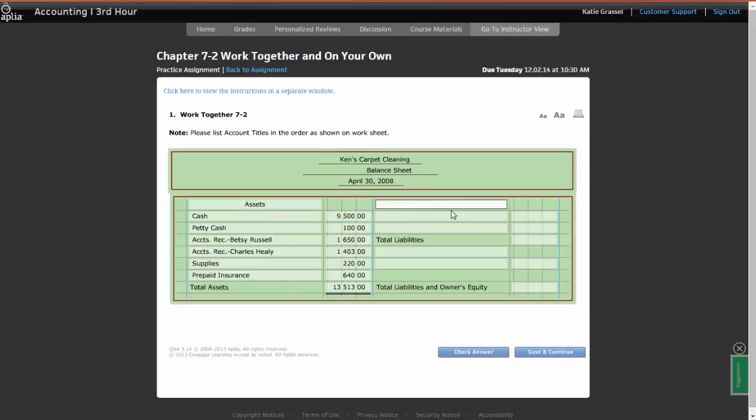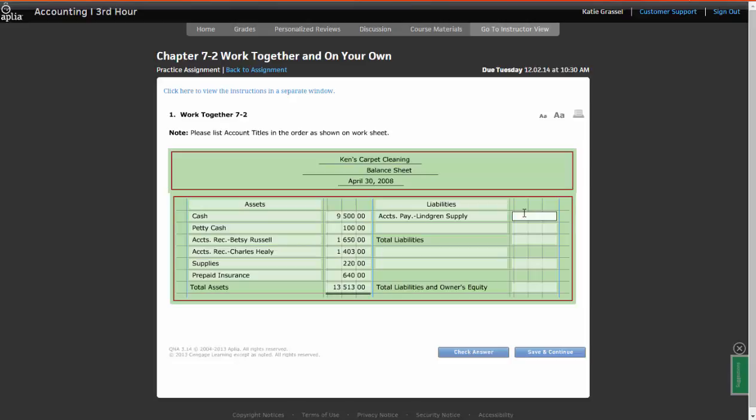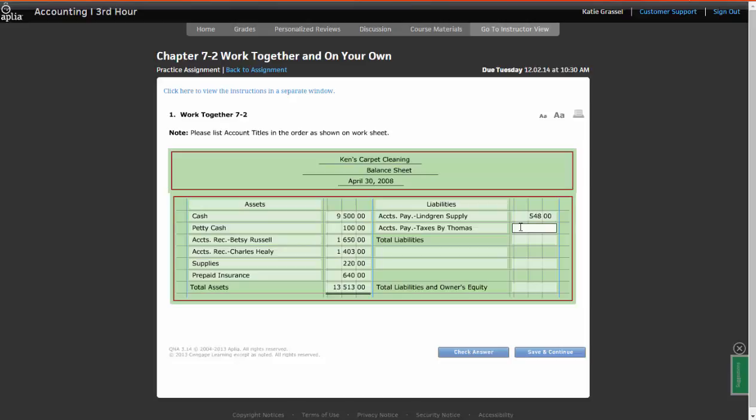Now I'm going to do the right-hand side. On the very top, I'm going to put the word liabilities, and the word liabilities gets centered. And I have two liability accounts. And remember, the easiest way to identify your liability accounts is they have the word payable in them. So we have accounts payable, Linger and Supply, for $548. And then I have accounts payable, Taxes by Thomas, $1,111. And then you have total liabilities, so you just need to add up those two numbers. I hope you can do those without a calculator.